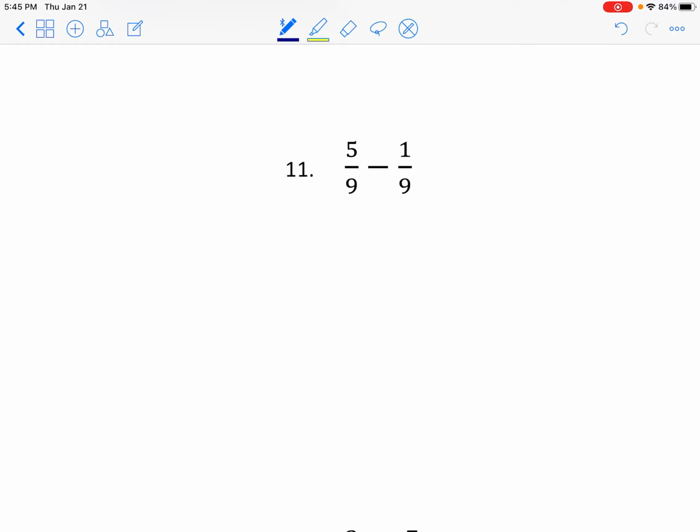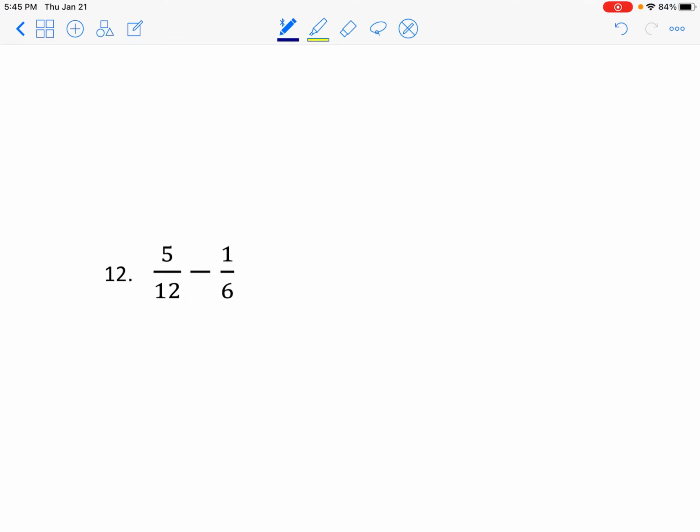Okay? Same thing here. We've got a common denominator, so we would keep it, and then we're going to combine our numerators. This time we're combining with subtraction. So 5 minus the 1 makes 4. No common factors. That's going to be our answer. It's not so bad.